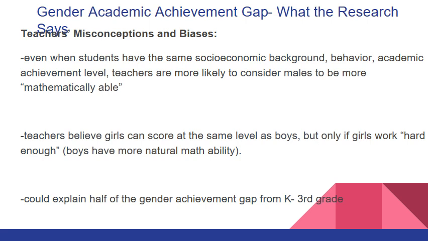Teachers do believe that girls can score at the same level as boys, but they preface this by saying that only if girls work hard enough. So the implication of this is that those teachers assume that boys have more natural math abilities. Research explains that this could explain half of the gender achievement gap from kindergarten to third grade.